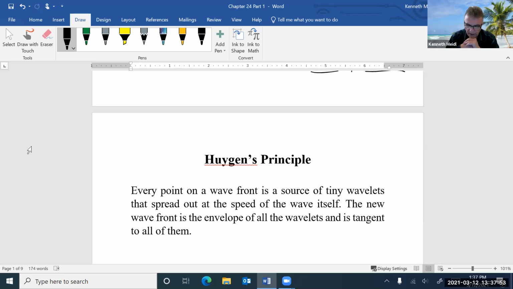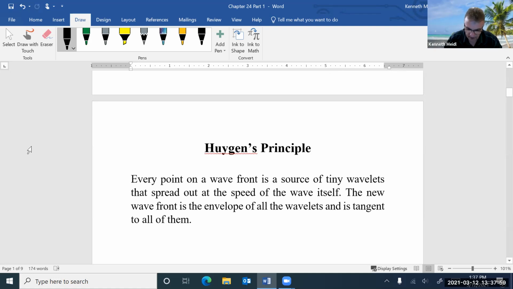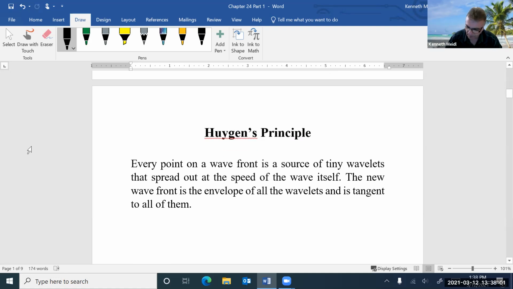But it's worthwhile here to look at something like Huygens' principle, and it's stated this way. And it's worthwhile to try to figure out exactly what this means. Every point on a wavefront is a source of tiny wavelets that spread out at the speed of the wave itself. Okay, the new wavefront is the envelope of all wavelets and is tangent to all of them.